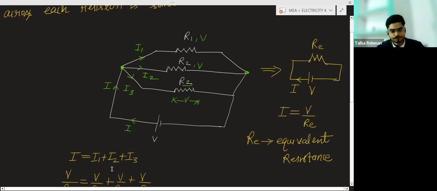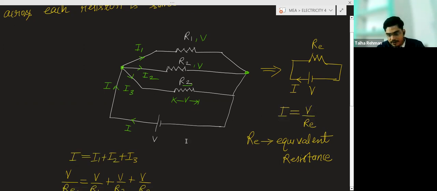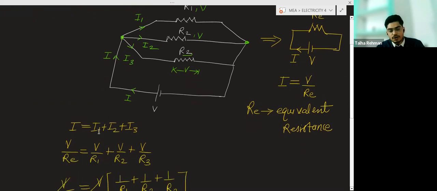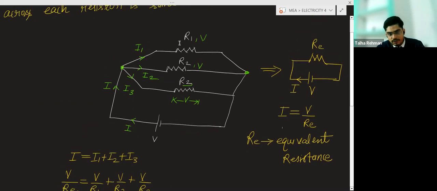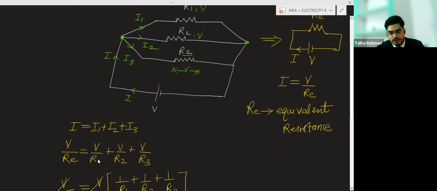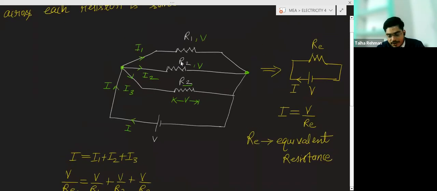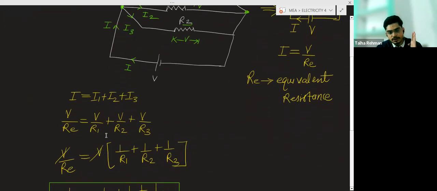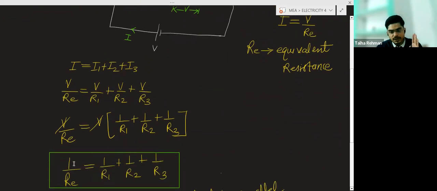Now come here, from here we can write I as V by RE, very good. Now I1 can be written as V by R1, I2 can be written as V by R2, I3 can be written as V by R3. Now take V common from here, and this V and V will be cancelled out. You will get 1 upon equivalent resistance in parallel combination is equal to 1 upon R1 plus 1 upon R2 plus 1 upon R3.